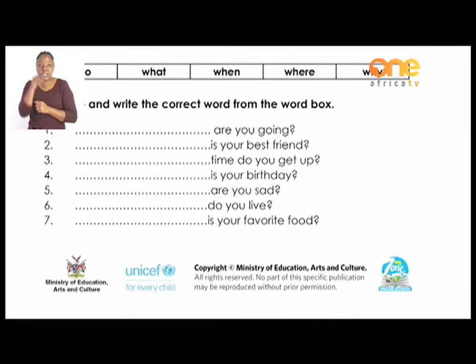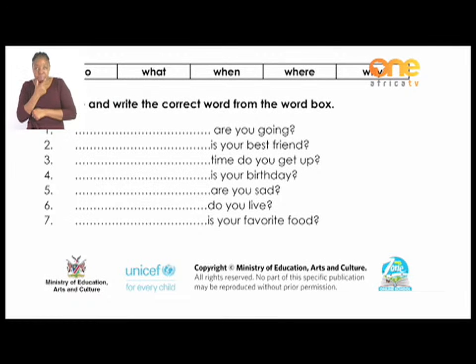Let's move to number 5. Number 5 says, dash, are you sad? Now, this seems like it's asking for a reason, because we are noticing that someone is sad. So we want to know, why are you sad? So our answer is why.